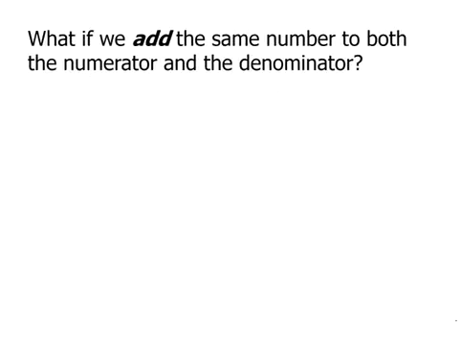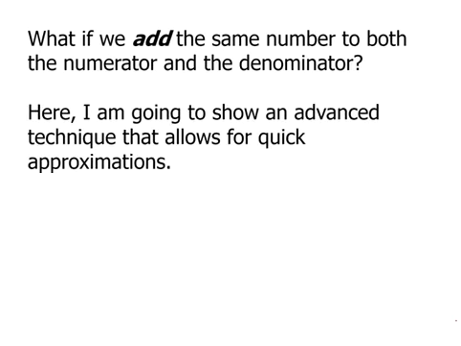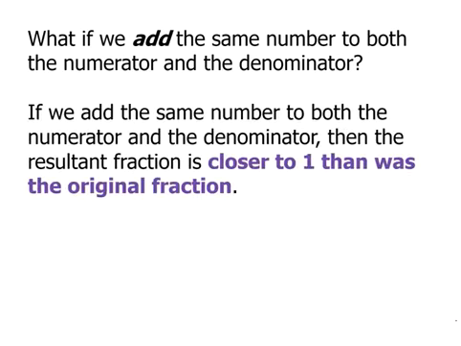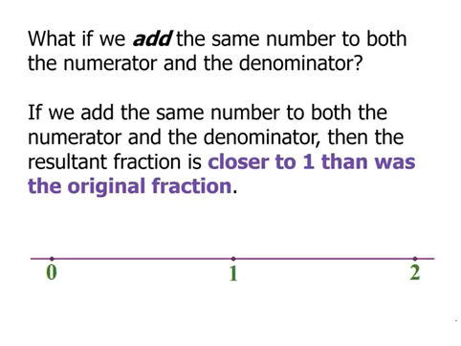What if we add the same number to both the numerator and the denominator? So this is where the new stuff starts. Here I'm going to show an advanced technique, a visual technique, that allows for quick approximations. If we add the same number to both the numerator and the denominator, then the resultant fraction is closer to 1 than was the original fraction.